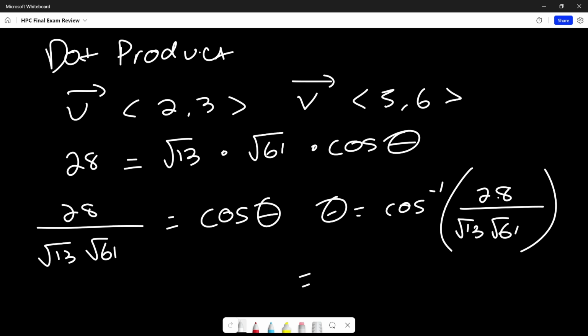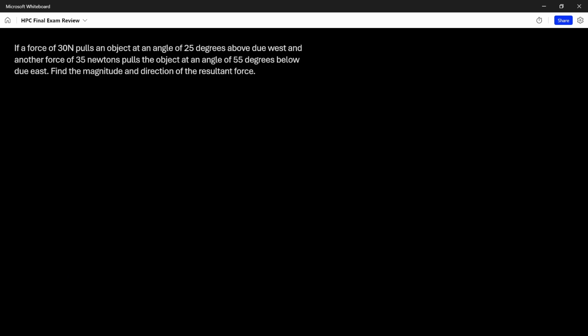And if I plug this into the calculator real quick, it'll be 28 over root 13 times root 61, and that will give me 6.116 degrees. So that's essentially how we can find the angle between two vectors given their component forms.